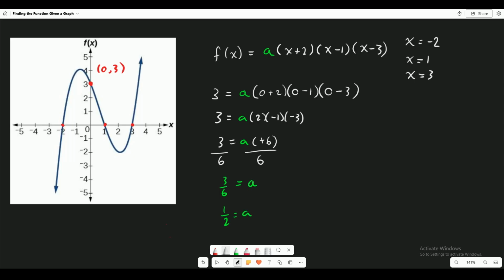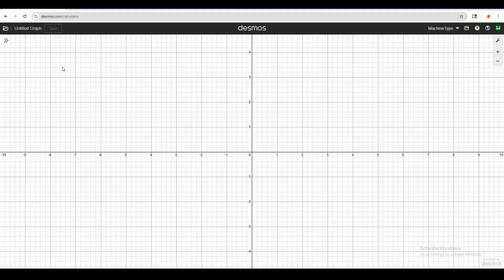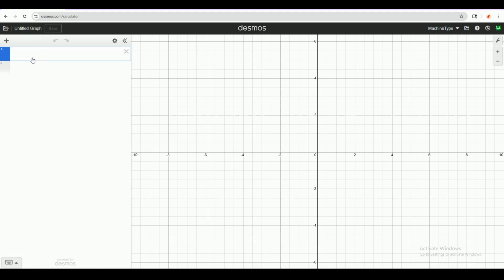So our final function, and I'm going to put it in this box right over here. Our final function is f of x is equal to 1/2 times x plus 2 times x minus 1 times x minus 3. And that's it right there. I'm going to graph it so that we can verify our answer. All right, here we go. So I have 1/2.